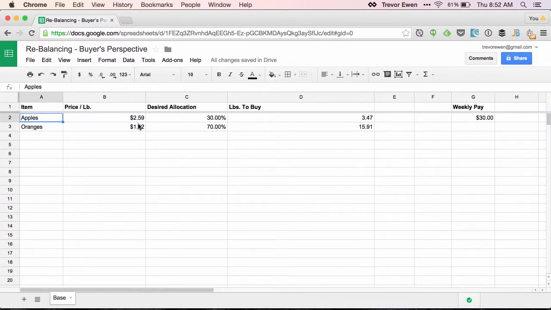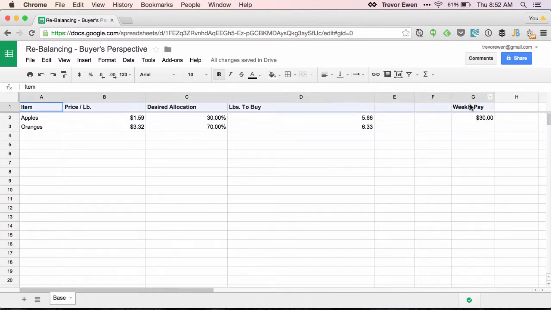They each have a price per pound, which is going to be set by the market. And based on the interaction between the price per pound, his desired allocation, and the weekly pay, he'll know the pounds that he has to buy each week. Let's take a look at how this would change. When the price per pound of an apple goes down, you buy more apples. And when the price per pound of an orange goes up significantly, you buy less oranges, still sticking to your money allocation for each resource.